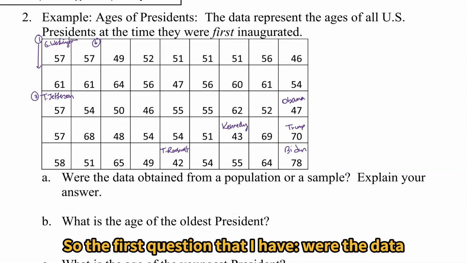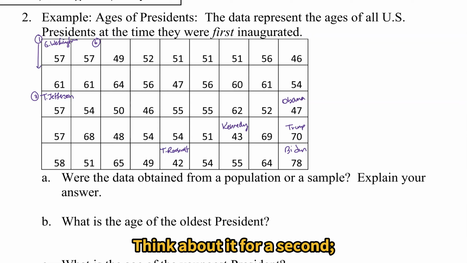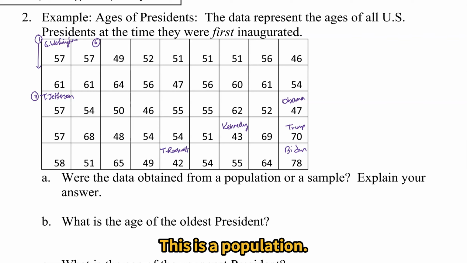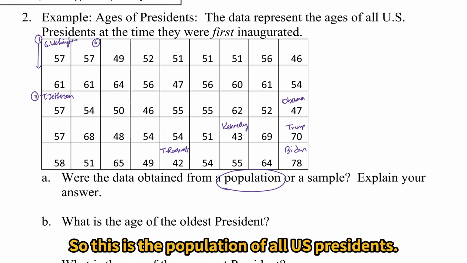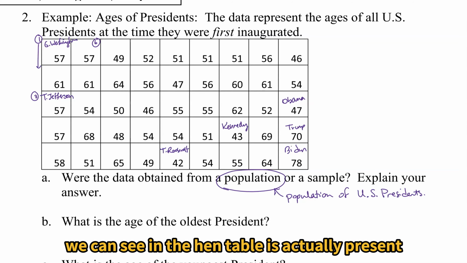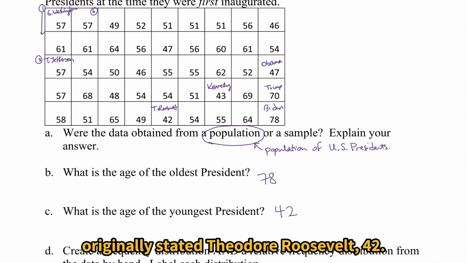So the first question that I have, were the data obtained from a population or a sample? Explain your answer. Think about it for a second. Write down what you think it is. Is it a population or is it a sample? This is a population. We're talking about all of the U.S. presidents. So this is the population of all U.S. presidents. The age of the oldest president we can see in the table is actually President Biden. The youngest president originally stated Theodore Roosevelt, 42.